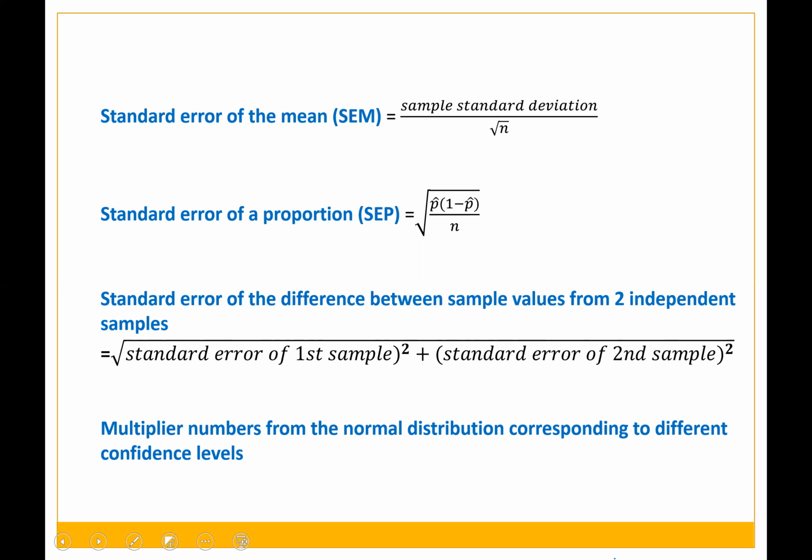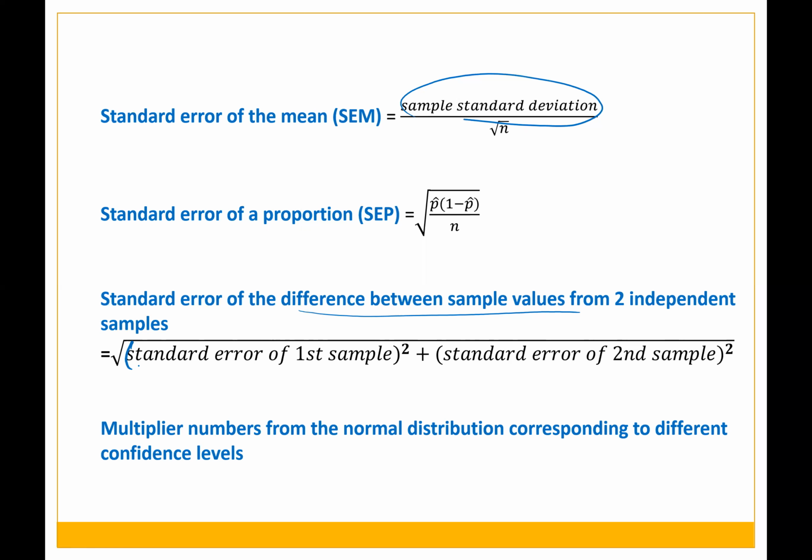Then the standard error of that distribution is going to be the sample standard deviation divided by the square root of the sample size. Then we have the standard error of a proportion, which is going to be the square root of the proportion multiplied by 1 minus the proportion, divided by the sample size. Then we have the standard error of the difference between the sample values from two independent samples, which is similar to the Pythagorean theorem, where it is equal to the square root of the square of the standard error of the first sample plus the square of the standard error of the second sample.